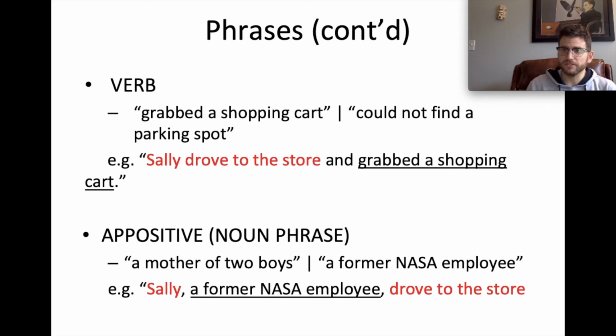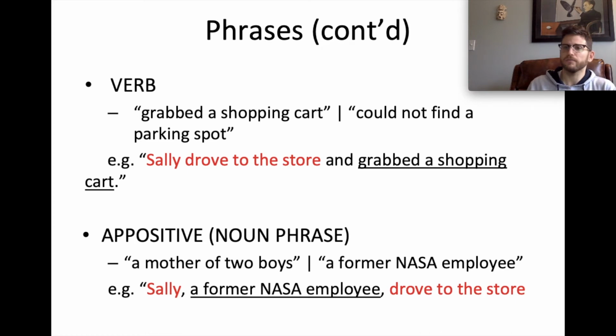Last kind of phrase that we said we can remember, phrases are missing subject, missing verb, or missing both. In the case of what this next phrase, an appositive, it's a noun phrase, meaning that it has a noun but is missing a verb. Okay, so a noun phrase or an appositive is a phrase that has a noun but is missing a verb.